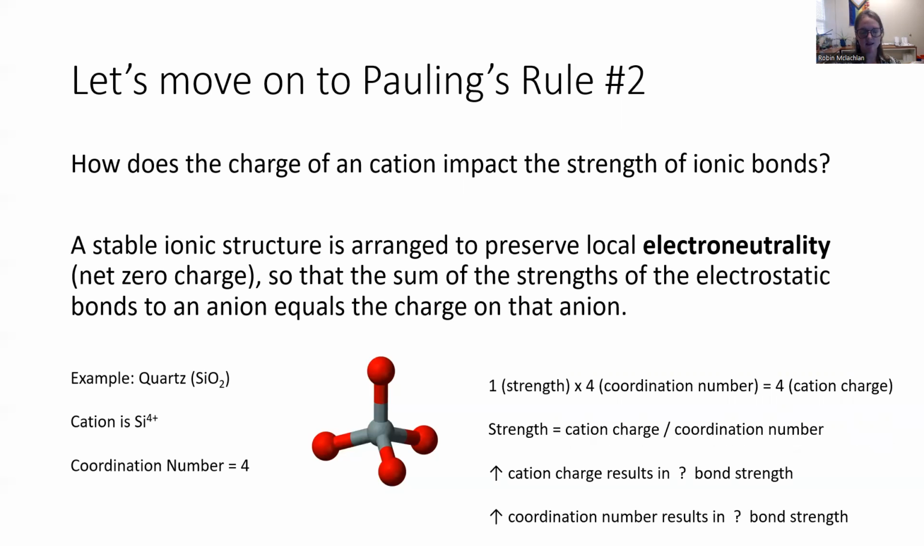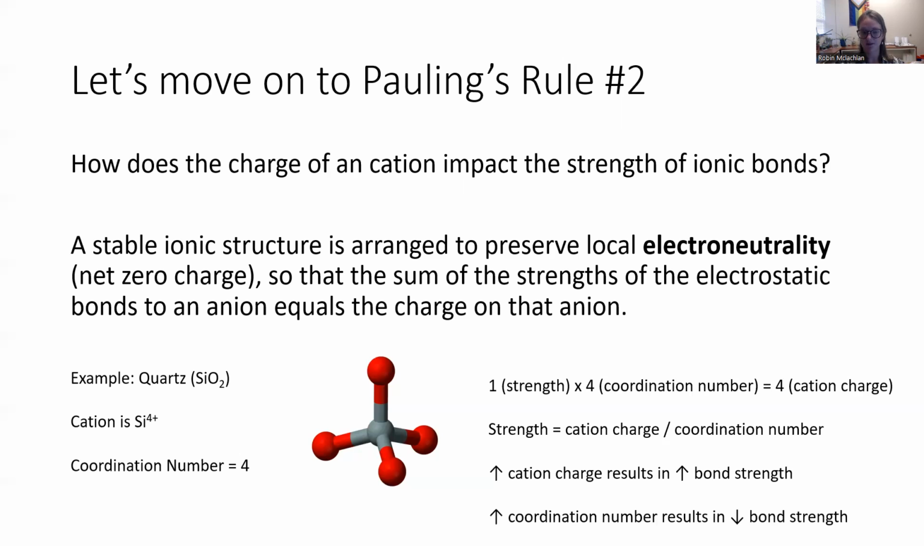Now we can take this a little bit further and start thinking about what this means. If you increase the cation charge, what does this do to bond strength? Look at this formula here: strength equals cation charge divided by coordination number. If the cation charge increases, what happens to the bond strength? Well, it also increases.